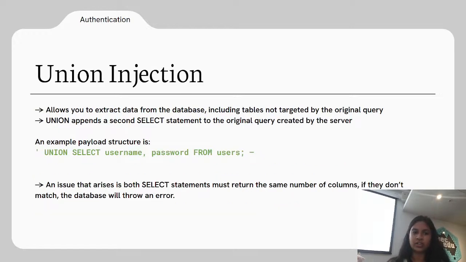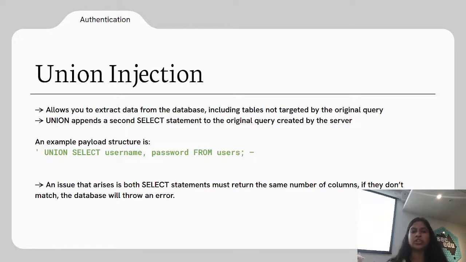And then the other one is union injection. Boolean injection is a bit different from union injection. Union injection allows you to extract data from the database, including tables not targeted by the original query. It appends a second SELECT statement to the original query by the server, so it takes that original query and adds on UNION SELECT username, password FROM users. An issue that happens because of this is that the original SELECT statement and the new SELECT statement both have to have the same number of columns. If they don't match, the database will throw an error.